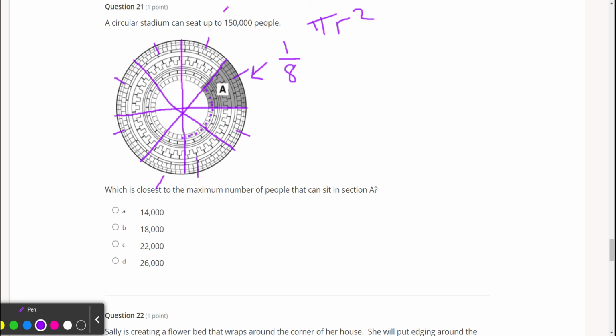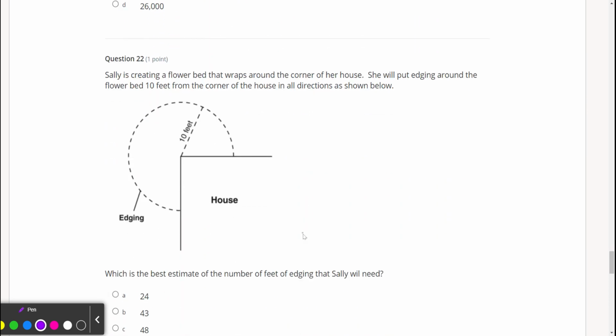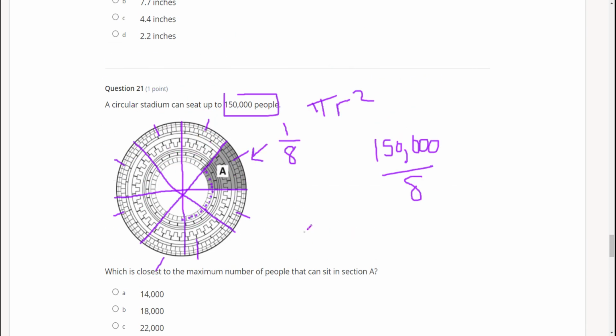So if the whole stadium seats 150,000 people, and I'm only allowed to seat in this one area because of crazy COVID restrictions, what do I do with that 150? That's the closest one, right? So we decided this gray section was 1/8 of the circle. So if I multiply these two things, 150,000 in the total stadium, what's 1/8 of that? You just divide by 8. So 150,000 divided by 8, and then choose the closest number.